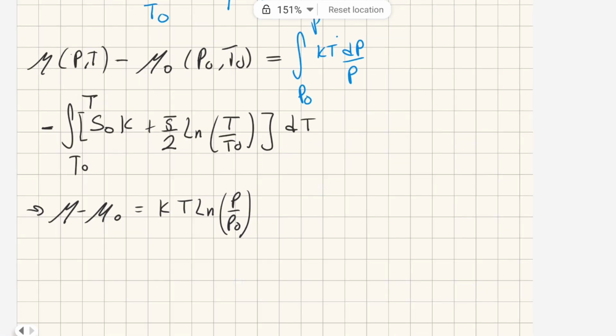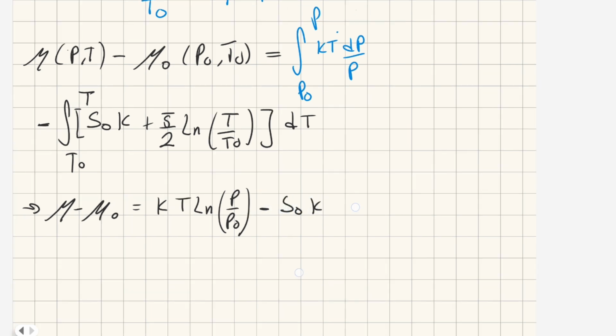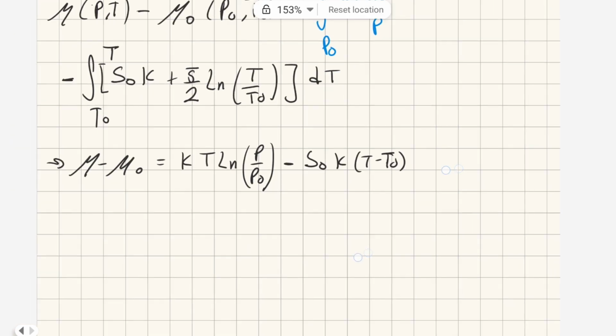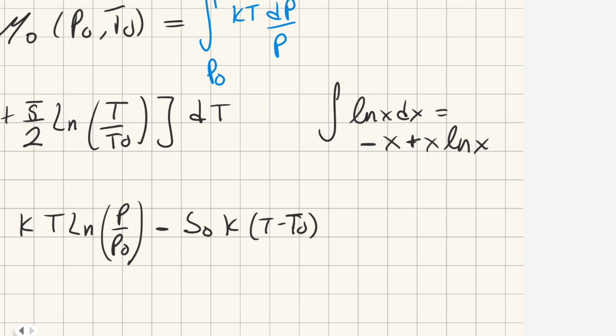So then we are going to get minus s0k, and then if we integrate with respect to the variable t, we will get t minus t0, right? Just evaluating from t0 to t. And then we are going to make use of the formula that says that the integral of the natural log of x dx is equal to x times the natural log of x minus x. And actually, I think that it is like this.